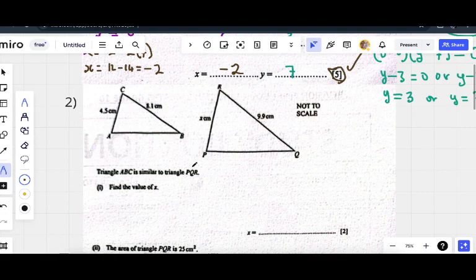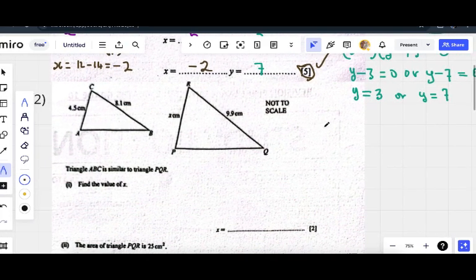So this one is very easy. The first thing you do is calculate what we call the scale factor. Scale factor, we represent it as K. Scale factor means you look at the corresponding lengths that are given. They gave us QR and they also gave us CB. They are corresponding. So the scale factor is the ratio of the corresponding lengths, QR over BC.